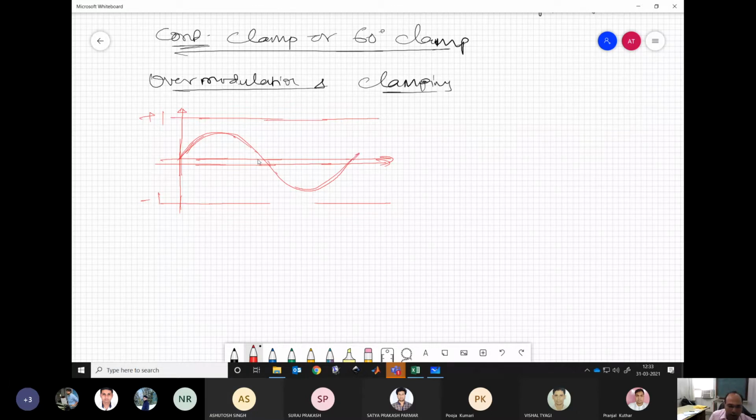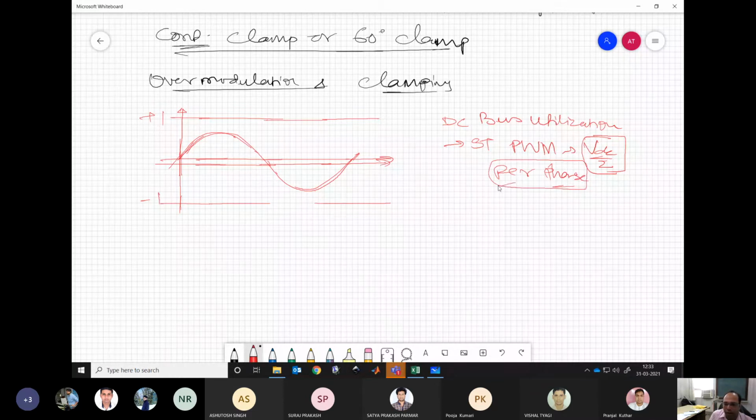Now what we have said about the DC bus utilization, I am coming back to that thing again. For sine triangle PWM, how much is it? V/2 into MR, 0.5 VDC. Whenever we talk about modulating signal and carrier, we do analysis on per phase basis. So here the utilization is VDC by 2, which means what?